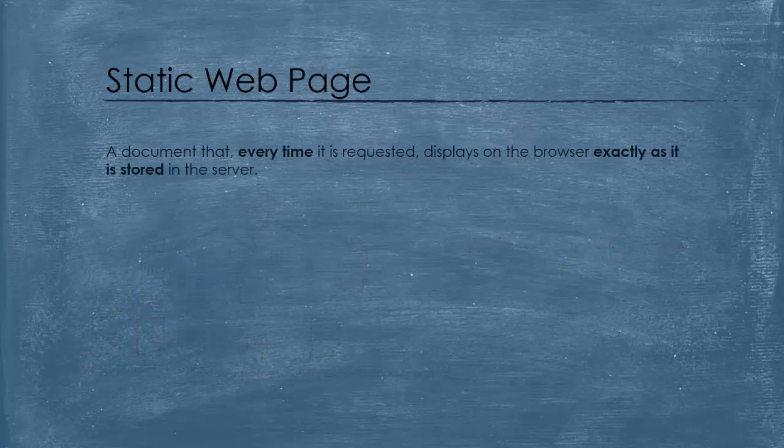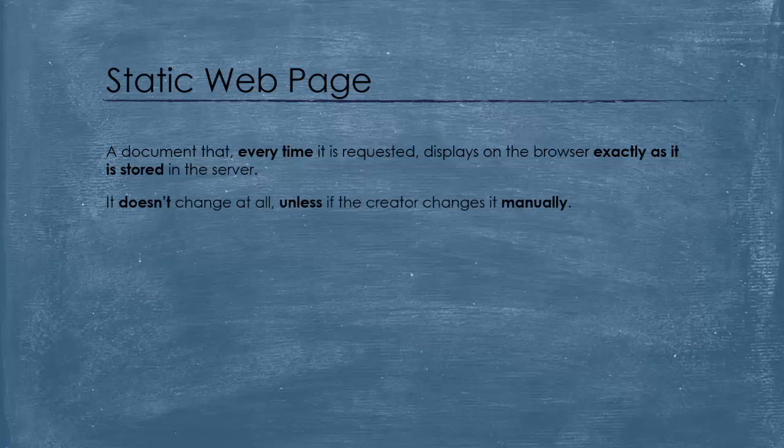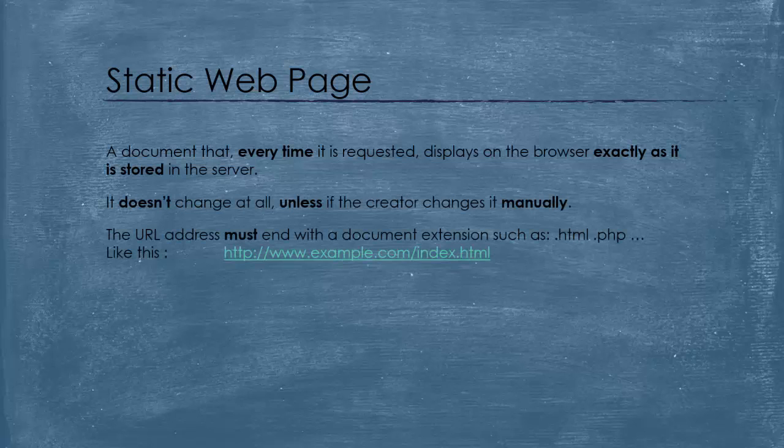Well, what is a static web page then? A static web page is a document that every time it is requested, it displays on the browser exactly as it is stored in the server, the place where the document physically exists. It doesn't change at all, unless the creator changes it manually. The URL address of a static web page must end with a document extension, such as .html or .php. If it doesn't, then it is not a static web page.